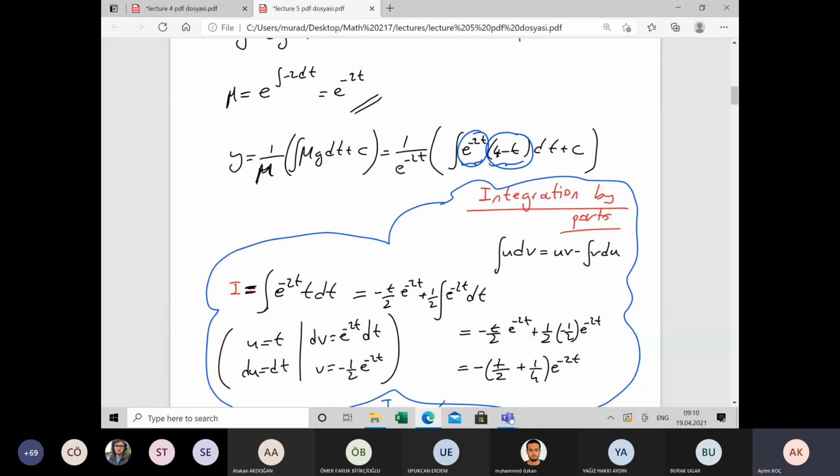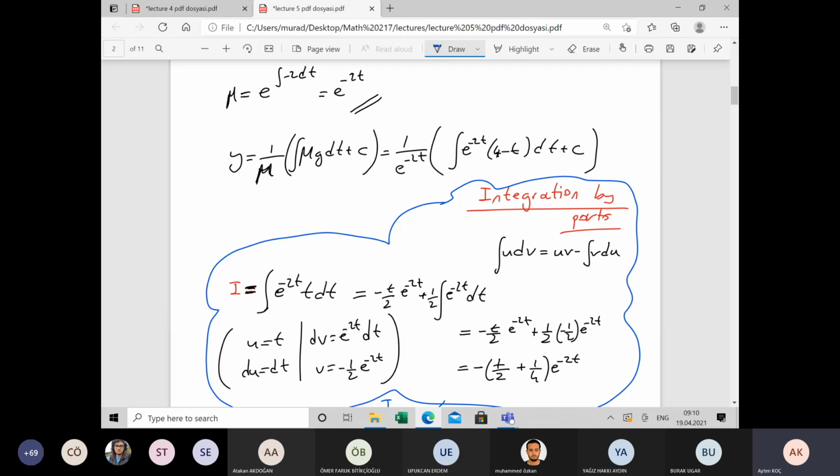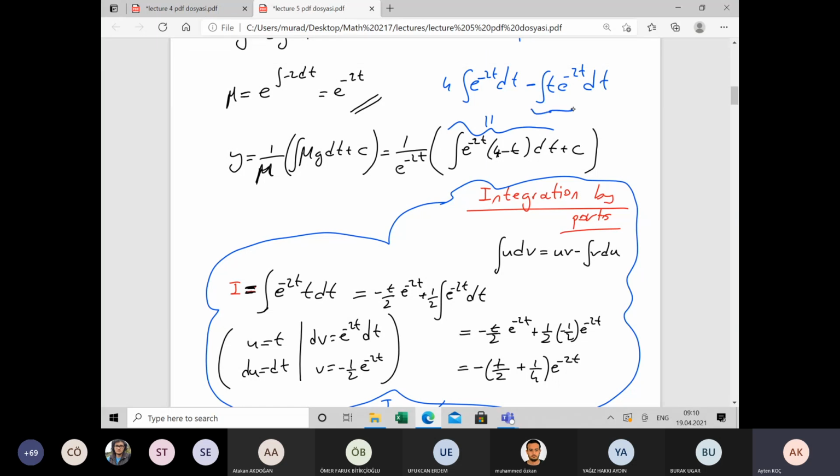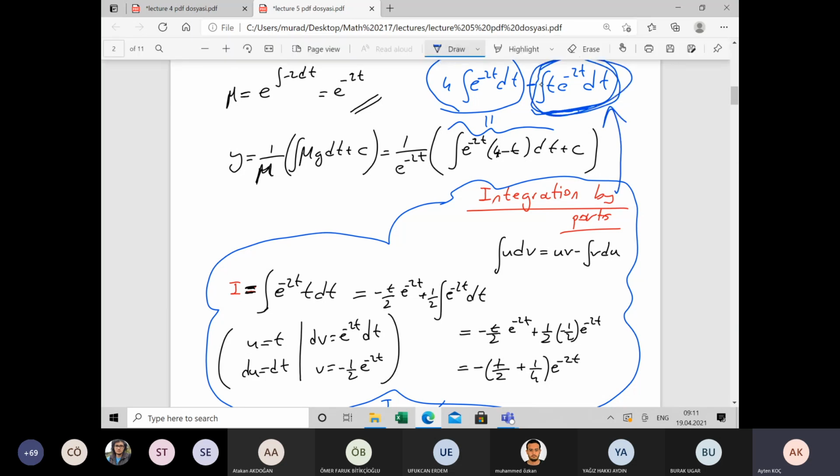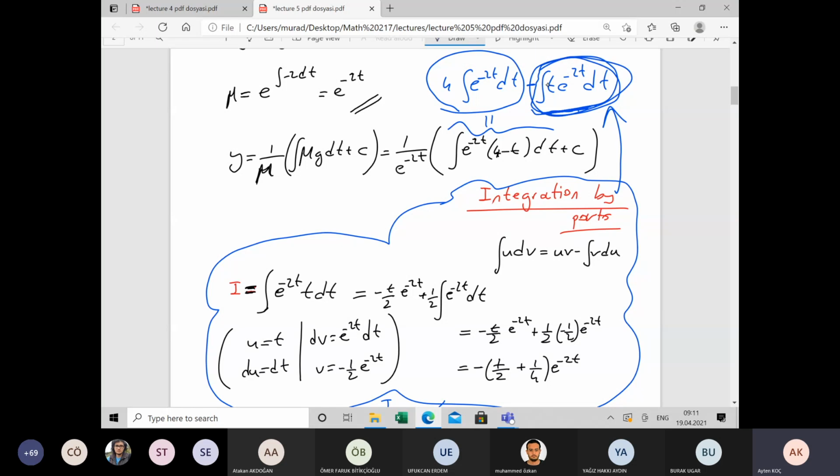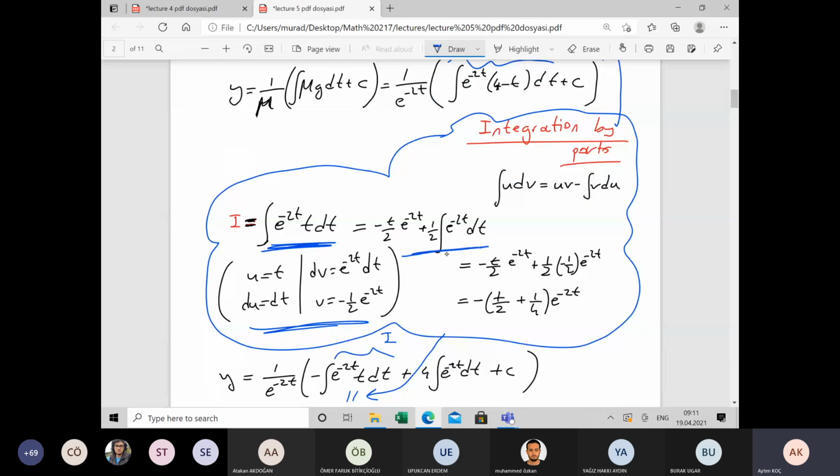Look at this integral. It is equal to the integral of 4 e to the minus 2t dt plus the integral of minus t e to the minus 2t dt. Use integration by parts only on this second part, because we know the first integral and it is easy to see. Using integration by parts, we obtain our solution.